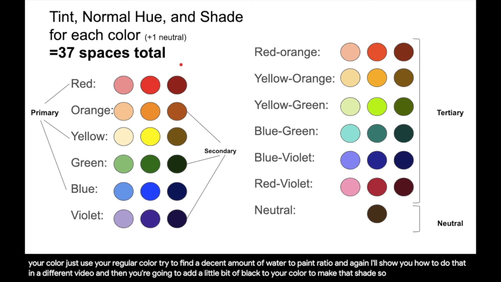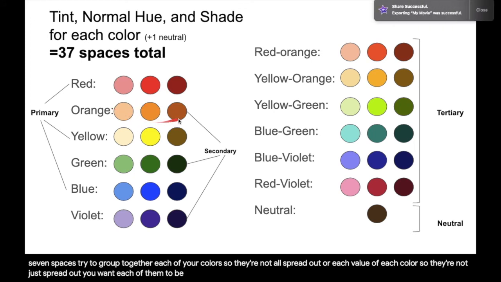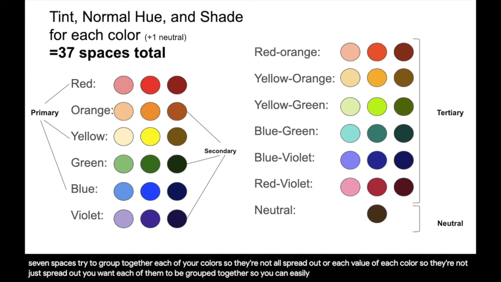So total, you will need 37 spaces. Try to group together each of your colors so they're not all spread out, or each value of each color. So they're not just spread out. You want each of them to be grouped together so you can easily find your color and each tint, hue, and shade.